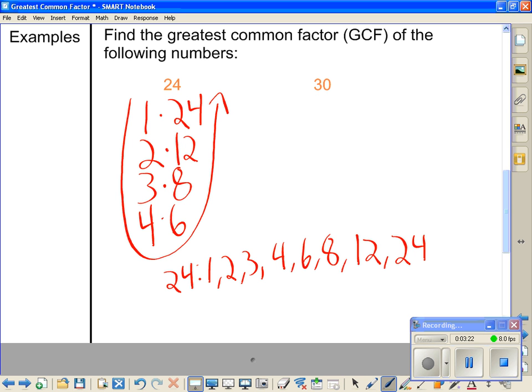Once I've finished listing those factors, I can find the factors of my next number, 30. I know that 1 times 30 gives me 30. Then I can ask myself, does 2 go into 30? Yes. And since 30 is even, I know that, of course, it can go in there. 2 times 15 is 30. That's just half of 30.